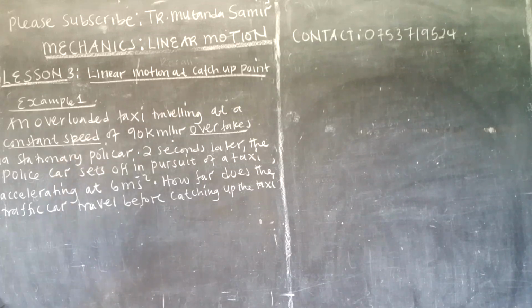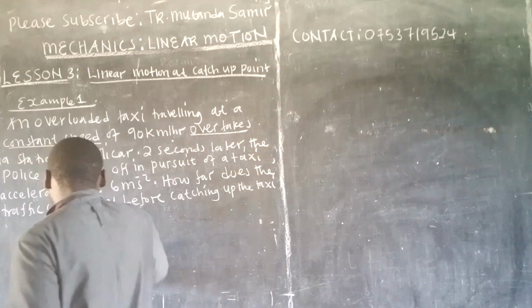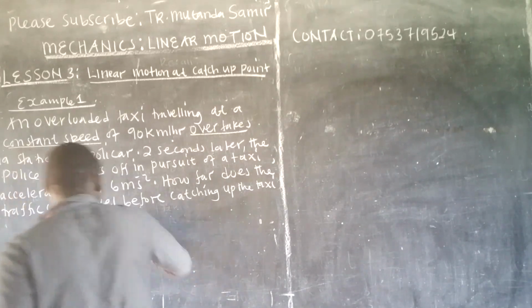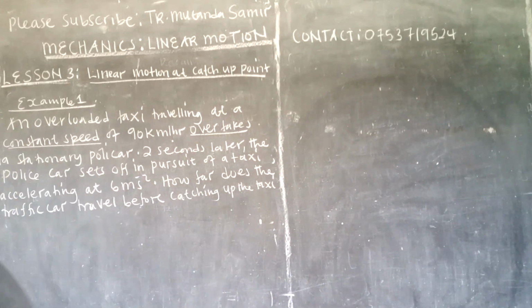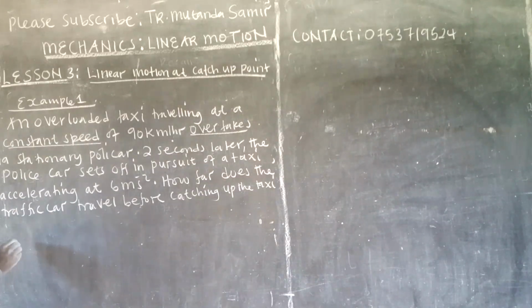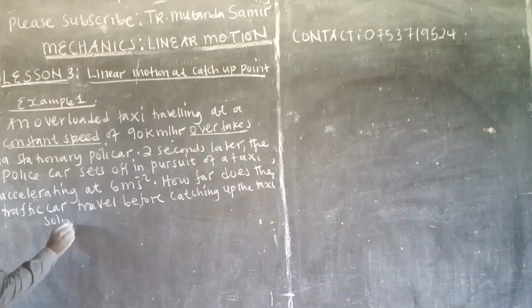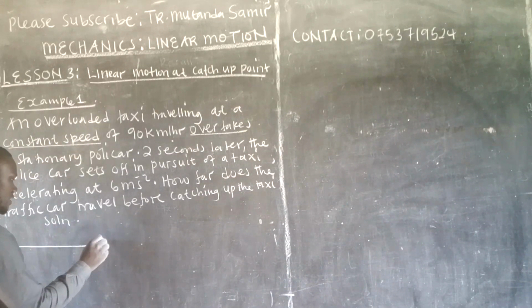Now let's get a sketch in the first statement. They're saying an overloaded taxi traveling at a constant speed of 90 kilometers per hour overtakes the stationary police car, meaning that if you have to draw, remember this motion is straight line. If we are to draw the sketch of this, so solution, the sketch of this will be like this.